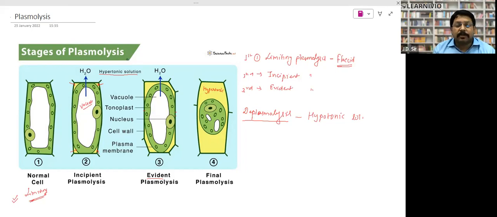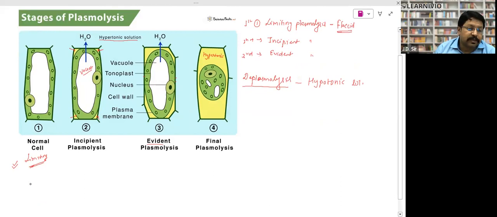Now the stages of plasmolysis. How does plasmolysis come? I told you in the last class that the normal plasmolysis is called limiting plasmolysis, right? So the first kind of plasmolysis is the limiting plasmolysis. What happened in the limiting plasmolysis?